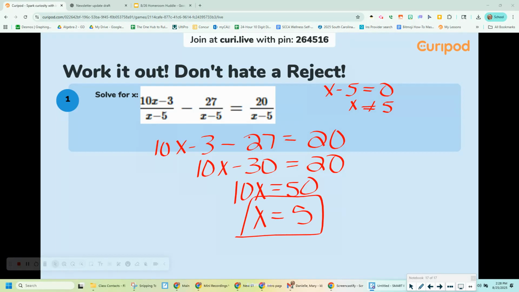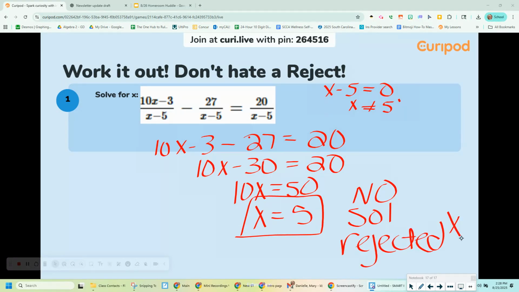So I know that it cannot be equal to 5, so this is going to have no solution. This is going to be rejected. Rejected, rejected, rejected. It's pretty easy when you don't have to do anything to the denominator there, right? Keep trying some more.